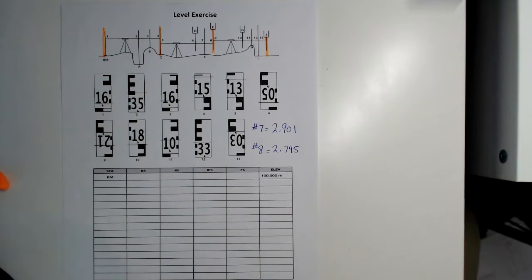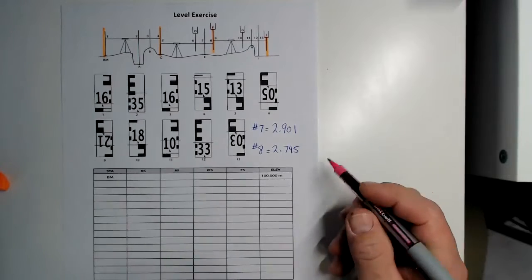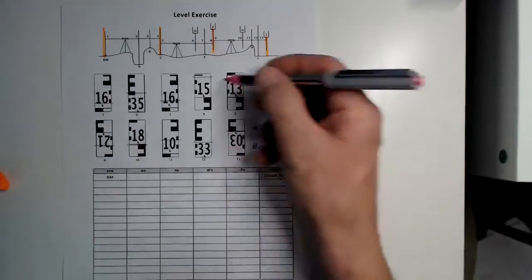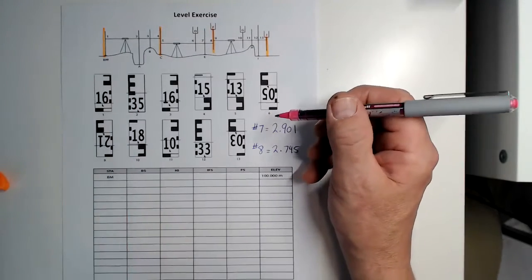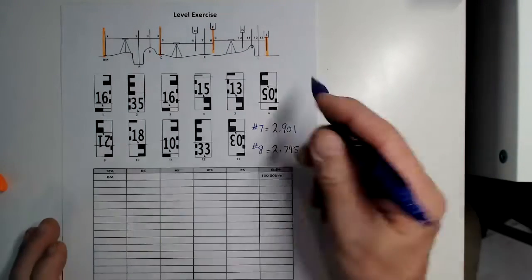All right, so now we can go ahead. We've got our benchmark at 100. So I thought we'd probably just write down all of our elevations first at each station, or, well, actually, you know what? Let's do a station at a time.